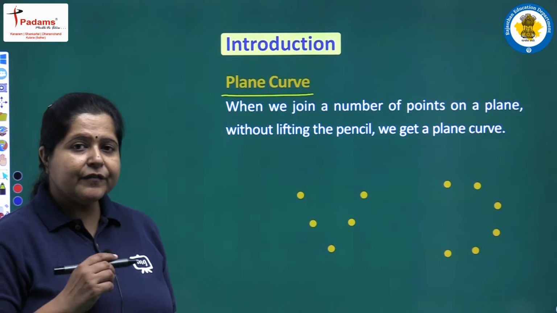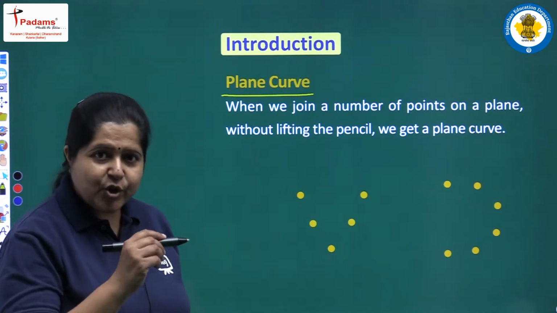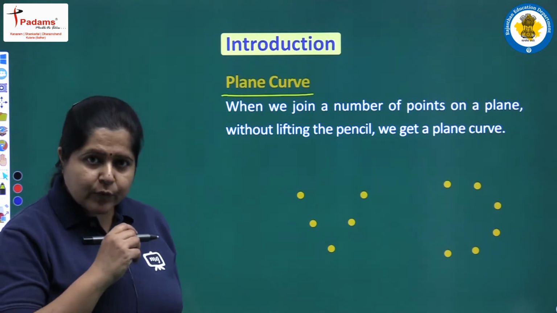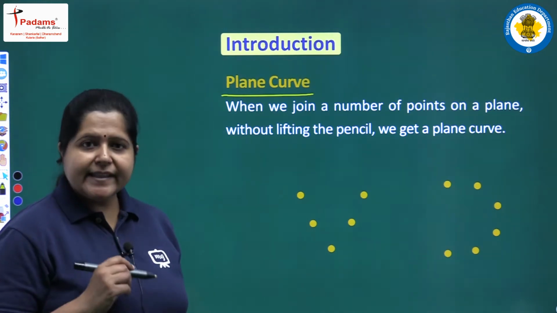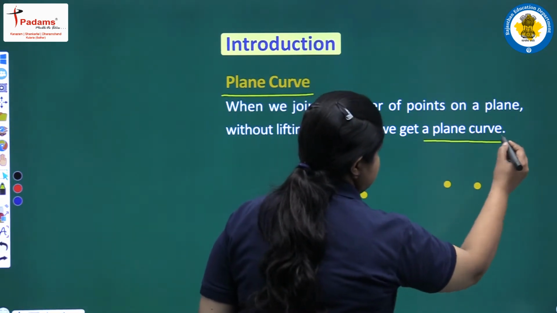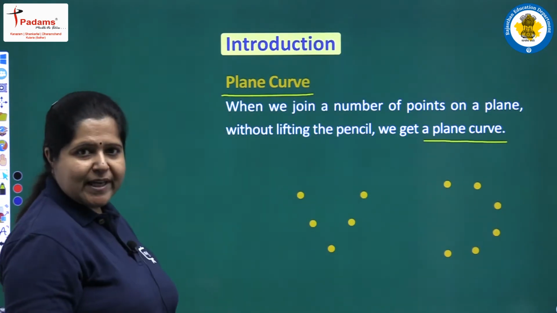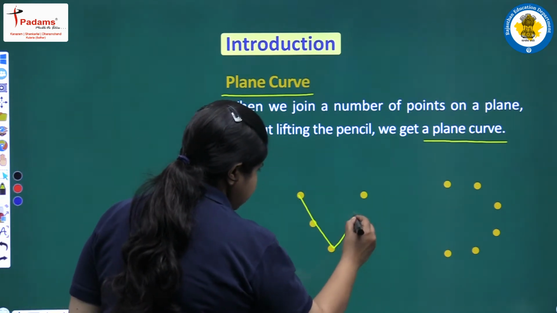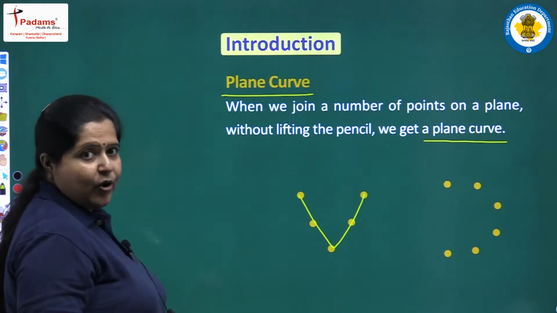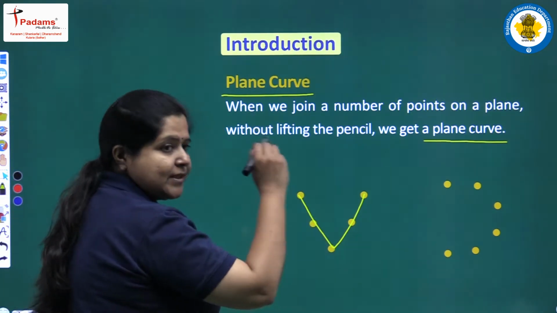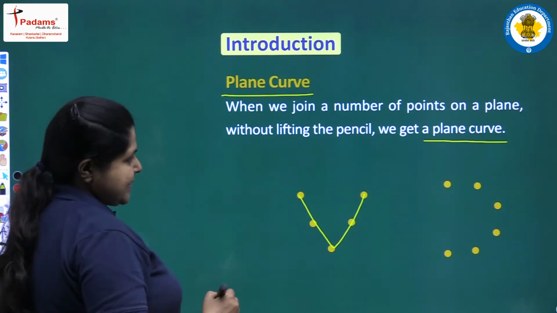And when we take a few points on a plane and join them without lifting our pen or pencil and also without retracing it, then the drawing that we get is called a plane curve. We are having some points with us. Let us join them and see what we get. Yes, this is one drawing and it is a plane curve. We are joining it without lifting our pen or pencil.